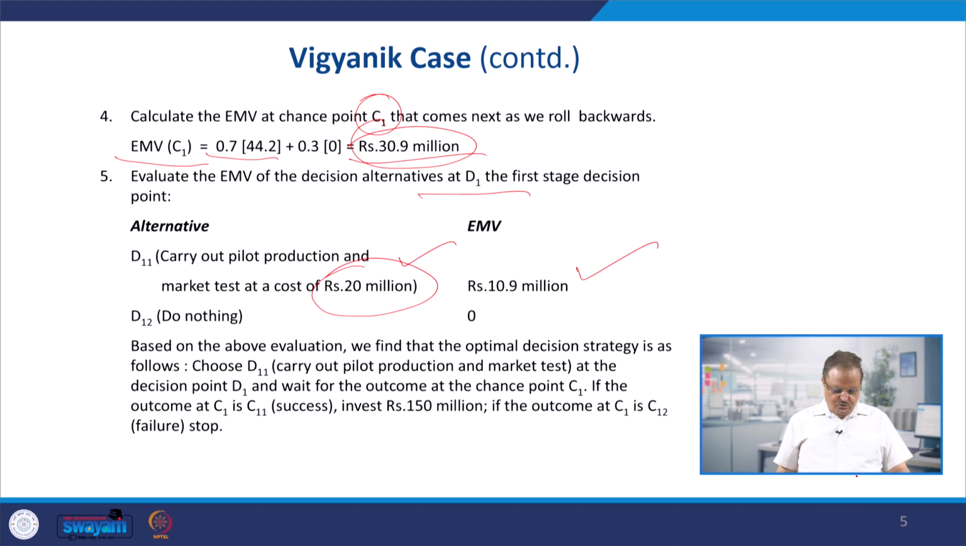And if we do not do anything, if we abandon the decision, the value of decision 1-2, D12, will be 0. So it is better that we go for starting the test marketing, go for the pilot production, go for the test marketing, and then finally invest the amount required, 150 million, for building the plant, and then start manufacturing the product and taking it to the market, and try to make it happen that the demand for the product is quite high, for which the chances are already significantly high.